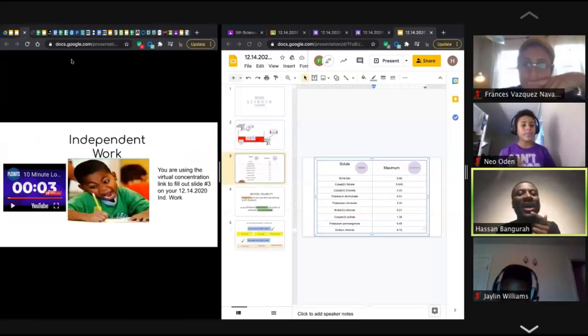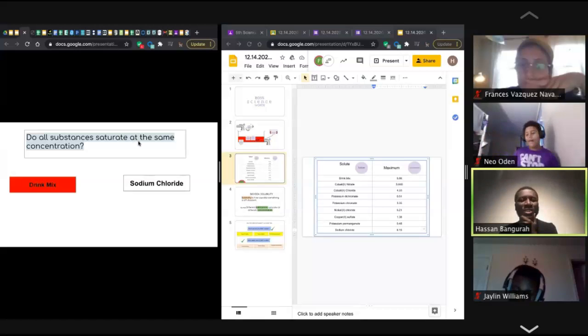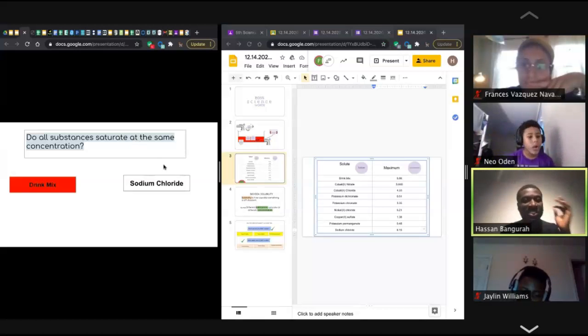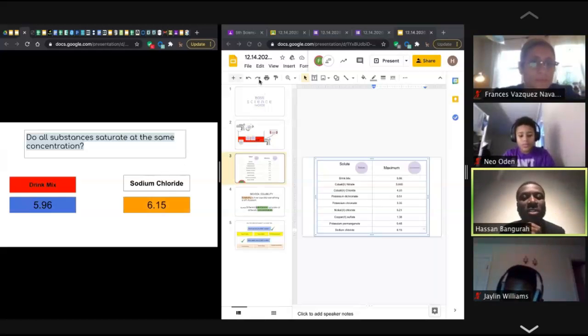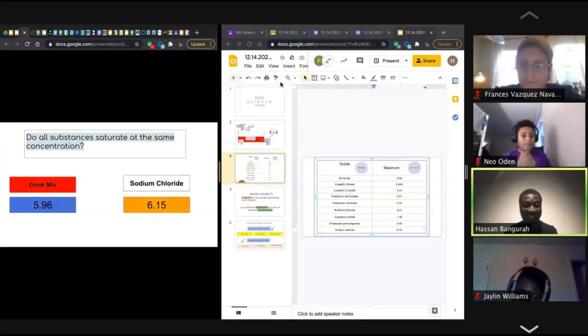Okay, so now let's go ahead and revisit this question. The question we had earlier today was, do all substances saturate at the same concentration? So let's take drink mix and sodium chloride. Do they saturate at the same concentration? Oh, okay, so Neil changed his answer. Let me see who else has a different opinion than what they had before.